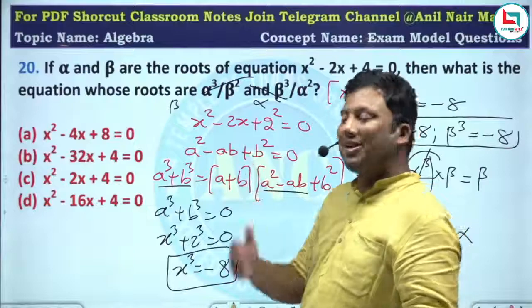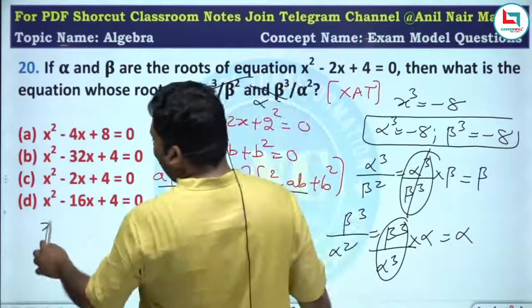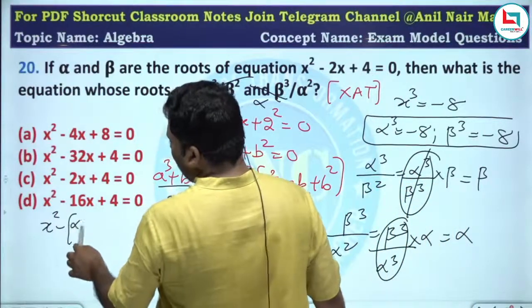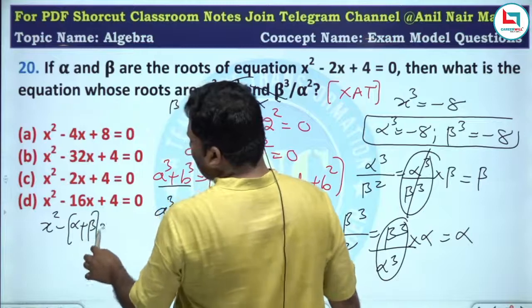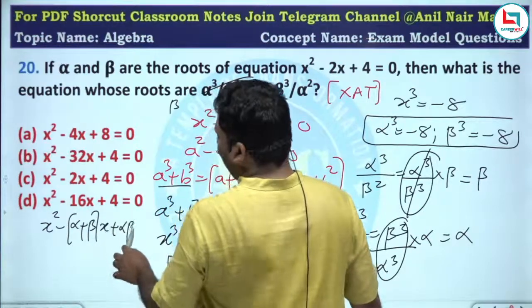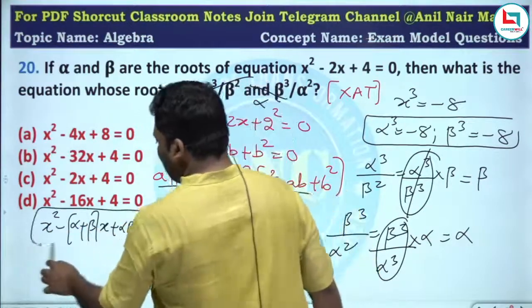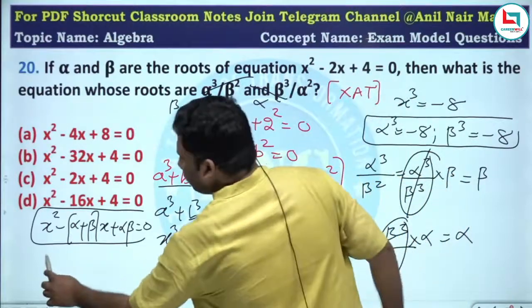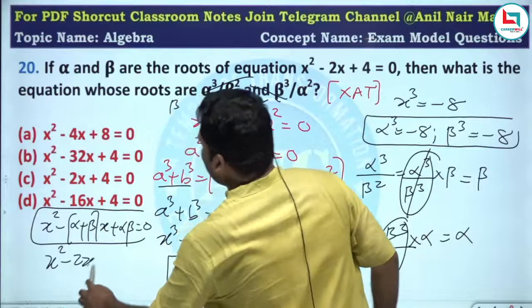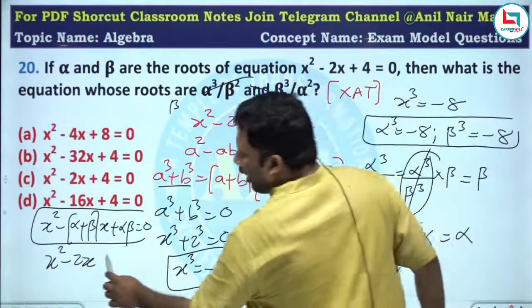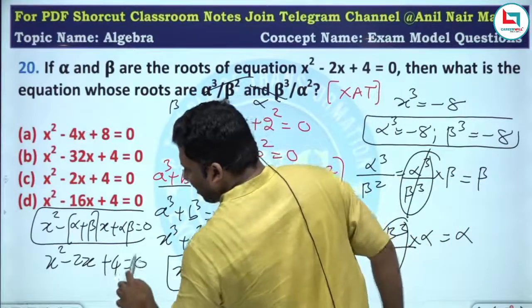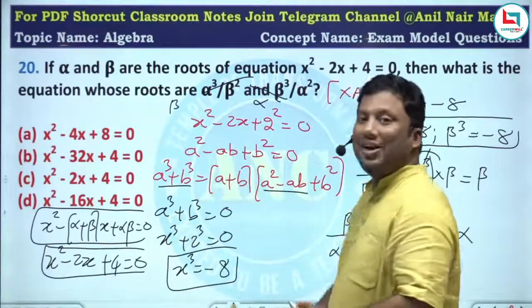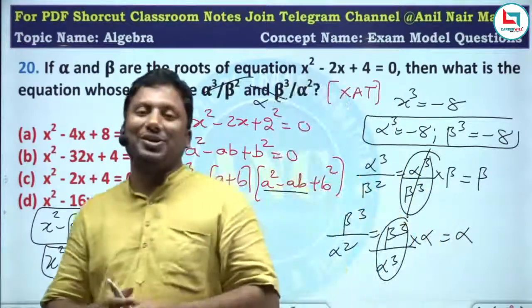What is the quadratic equation with roots alpha and beta? X square minus alpha plus beta times x plus alpha beta equivalent to 0. Alpha plus beta is 2. X square minus 2x. What is alpha beta? Product of the roots. Minus 2x plus 4 equivalent to 0. The question is similar to the answer.